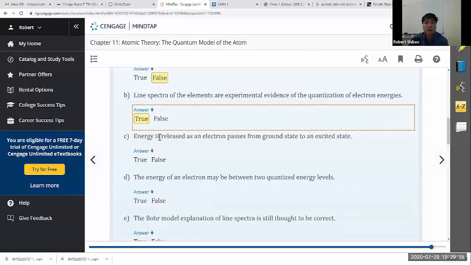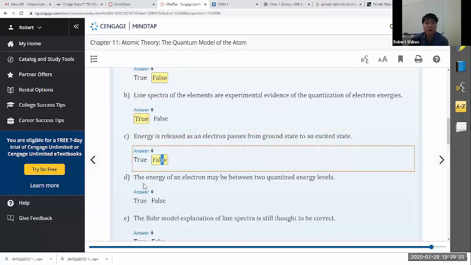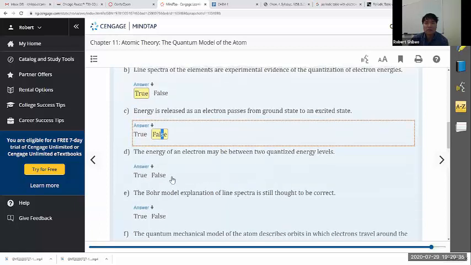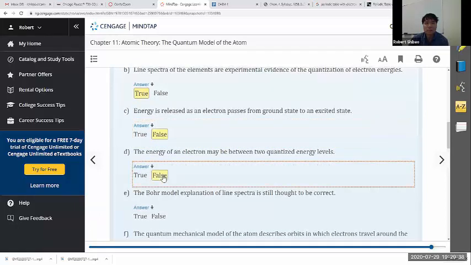Unusual light pattern. Energy is released as an electron passes from ground state to an excited state. No, when we go from ground state to an excited state, energy has to be absorbed because we're going, let's say, from the first floor to the second floor. Energy has to be absorbed. That's false. The energy of an electron may be between two quantized levels. That's false, but it's in the forbidden zone.